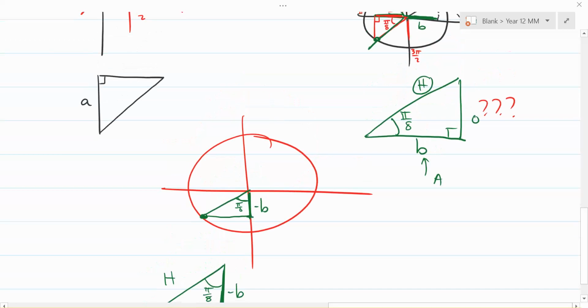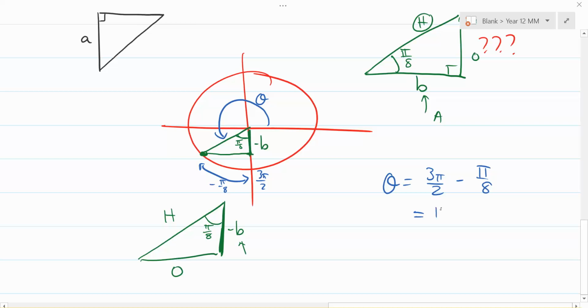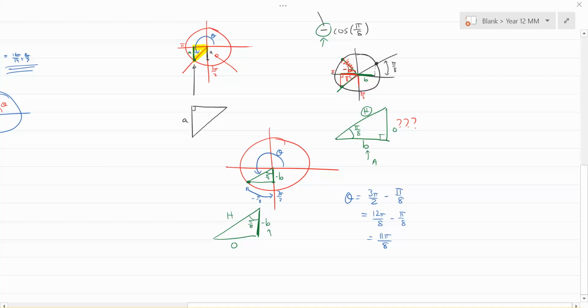And what am I trying to find again? Going back to the point, I wanted theta, which is from here to here. But I know that up to here is 3 pi on 2. So if I take 3 pi on 2 and subtract pi on 8, I should get my solution. So theta should equal 3 pi on 2 minus pi on 8. Times it by 4, so that's 12 pi on 8 minus pi on 8. And the answer is 11 pi on 8. Okay, and that's what theta should be.